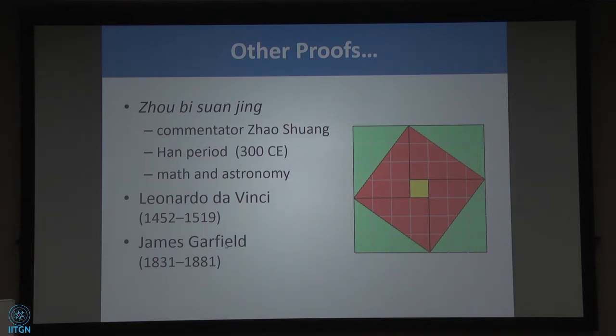And then, of course, there are plenty of proofs for the Pythagorean theorem, something that people have loved to prove throughout the years. Da Vinci had his own proof, and even James Garfield, one of the presidents of the United States, came up with his own proof of the Pythagorean theorem.